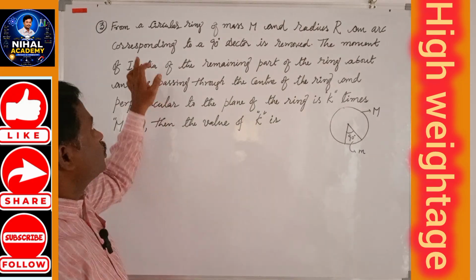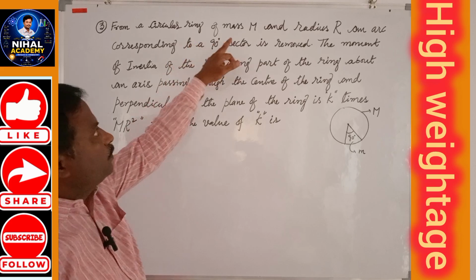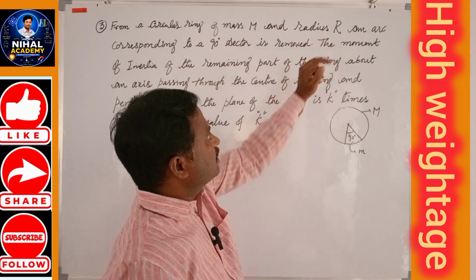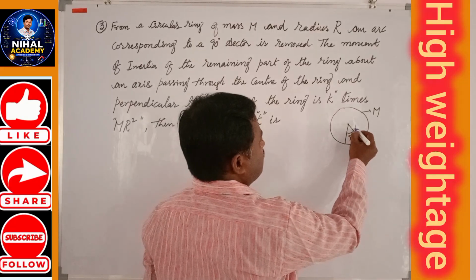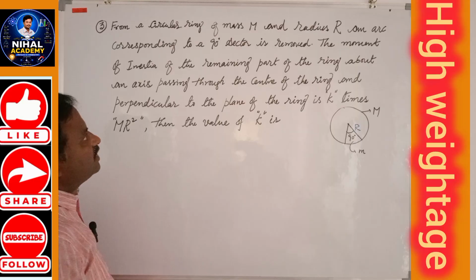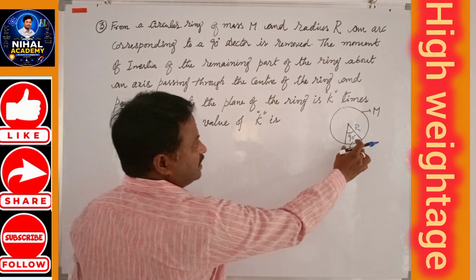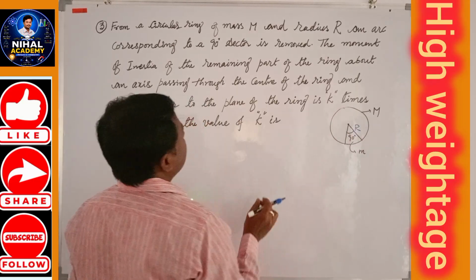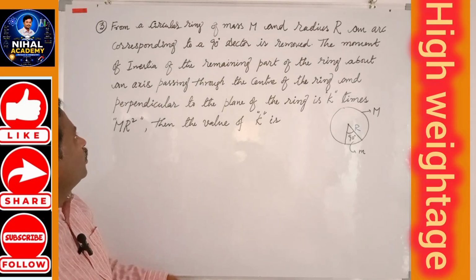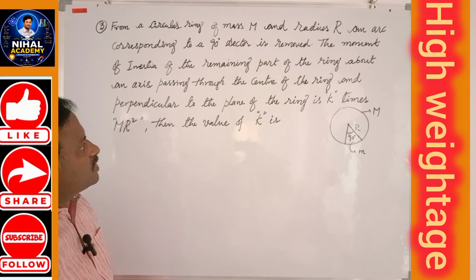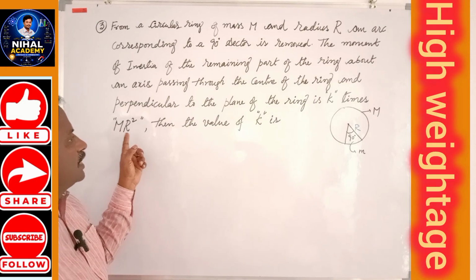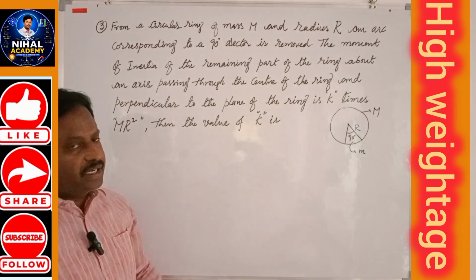Now we'll see the third question. From a circular ring of mass M, this is a circular ring, its mass is M, and its radius is R. An arc corresponding to a 90 degrees sector is removed. This is the part removed. The moment of inertia of the remaining part of the ring about an axis passing through the center of the ring and perpendicular to the plane of the ring is k times MR square. Then the value of k is.